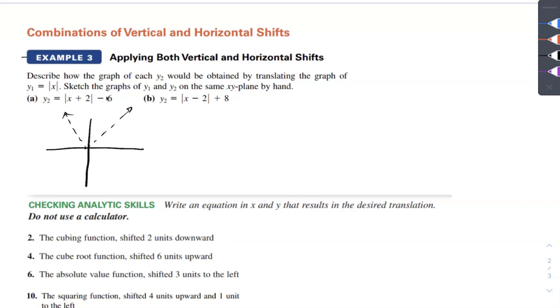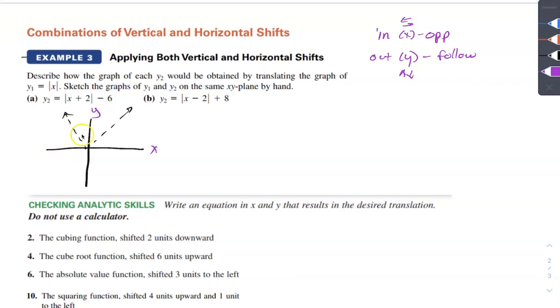My general rule here with how we do shifts is: inside x opposite, outside y follow. Anything on the inside affects the x-axis, and you do the opposite. So if it says plus, you go minus; if minus, you go plus. And on the outside, it affects the y value, so you follow. Remember, x is shorthand for left and right, and y is going up or down, because the x-axis goes left and right and the y-axis goes up and down.